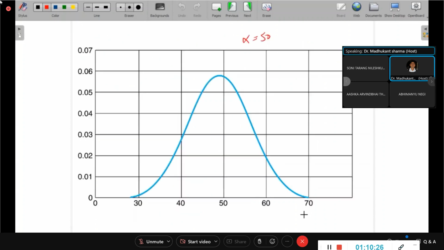Sir, what is the x-axis in this? The x-axis.